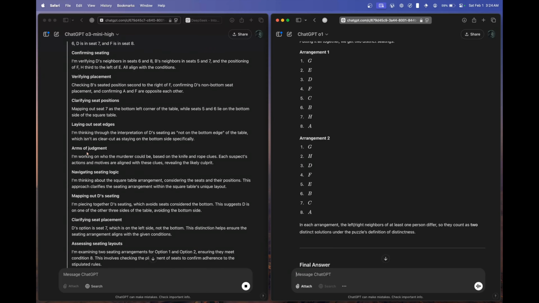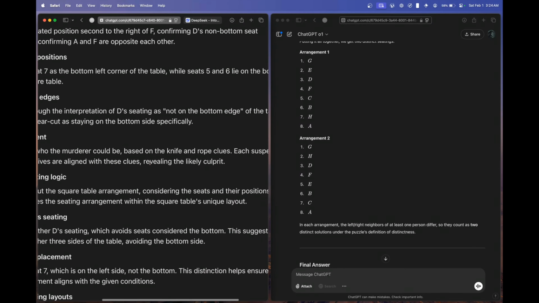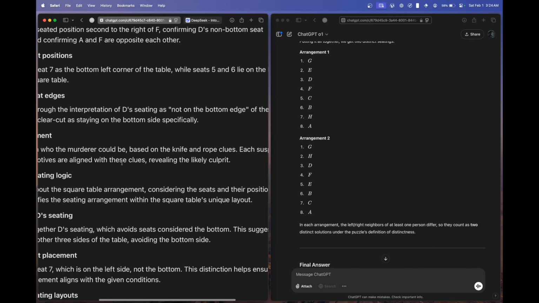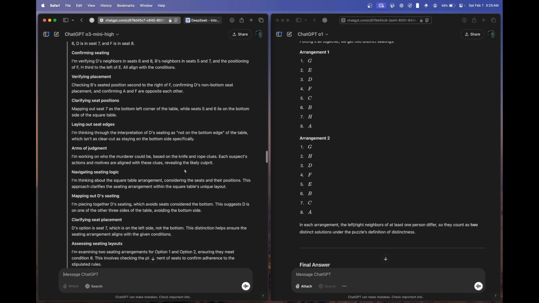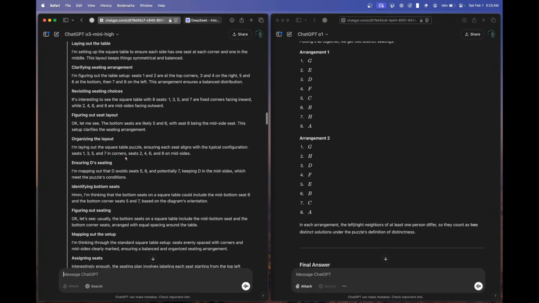Okay, so while it's solving, I'm actually seeing something very strange. It says arms of judgment. I'm working on who the murderer could be based on the knife and rope clues. Each suspect's actions and motives are aligned with their clues, revealing their likely culprit. How does this relate to our question? I've heard that even Qwen and Qwen Preview as well have these kinds of abnormalities in their thinking. Okay, so it is done thinking and let's see.